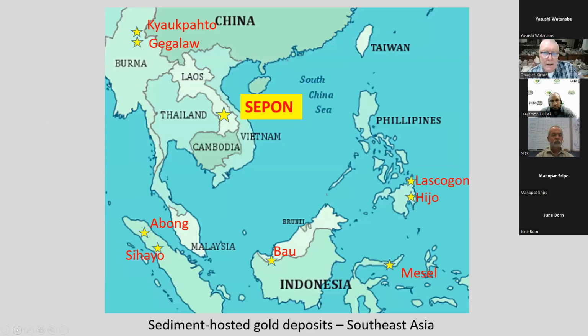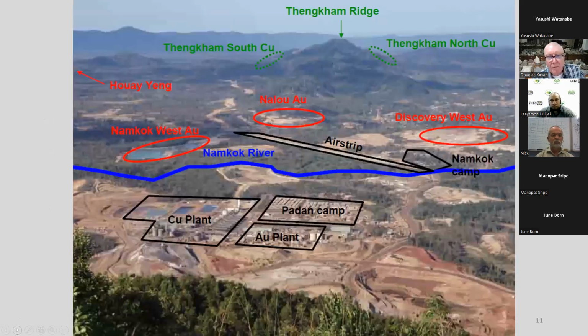So if we first look at the Sepon deposit, which is situated in southern Laos, this is an aerial view of the Sepon district. In the front of the slide, we can see the camp and plant facilities. Outlined in red are the gold deposits, and there are also several significant copper deposits shown in green in the Tamkam area. While we're looking at this slide, there is a close spatial distribution between the gold and copper, and the high ground in the upper center, Tamkam Hill, is actually an intrusive center.